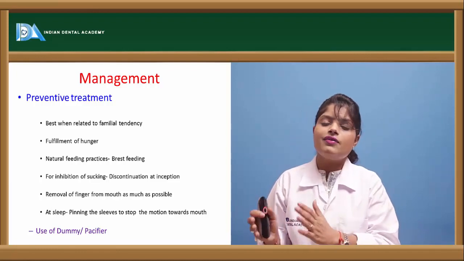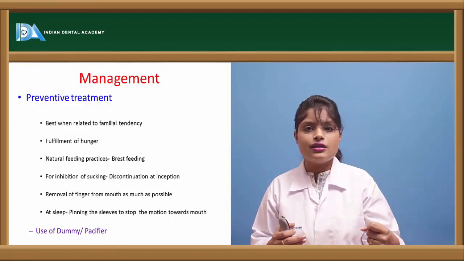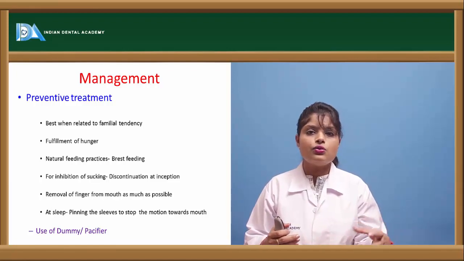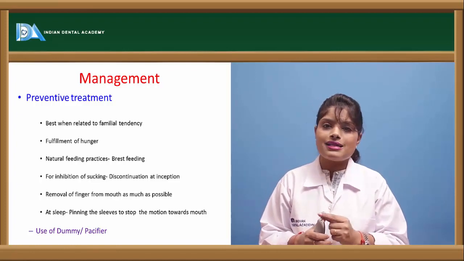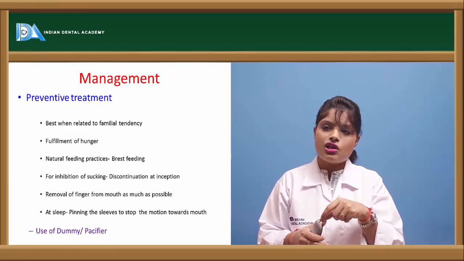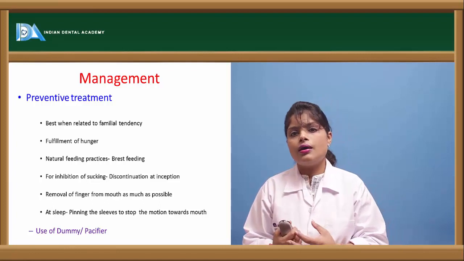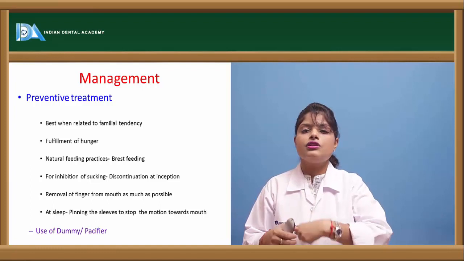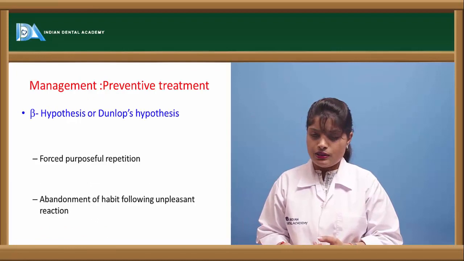This can be done by various measures like extra long sleeves. If the child wears a night suit, then we can place an extra long sleeve in the night suit, or we can pin the sleeve, or we can put a dummy or a pacifier on the thumb of the child. We can also put a bandage on the thumb of the child, or sometimes we can also use a long bandage and tie it around the hand of the child so that the child does not move the thumb towards the oral cavity.